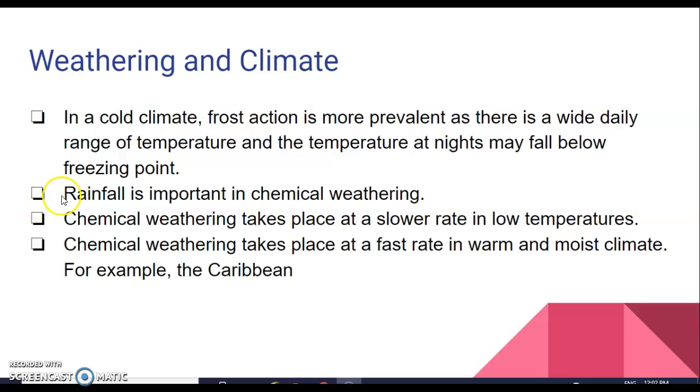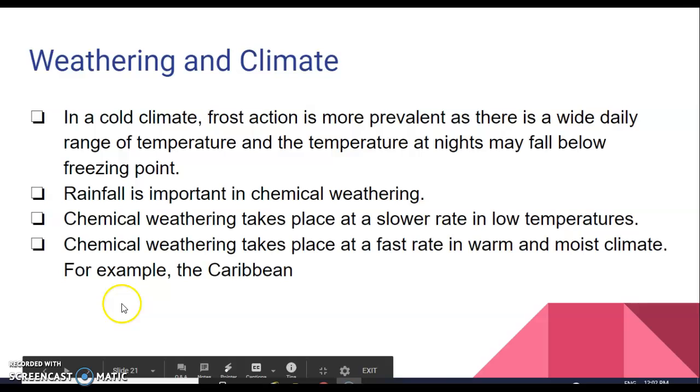Now, rainfall is important for chemical weathering to take place. So we find that in climates where there is a high amount of rainfall throughout the year, you would have more chemical weathering taking place. Chemical weathering takes place at a slower rate in low temperatures and at a fast rate in warm and moist climatic conditions such as the Caribbean.